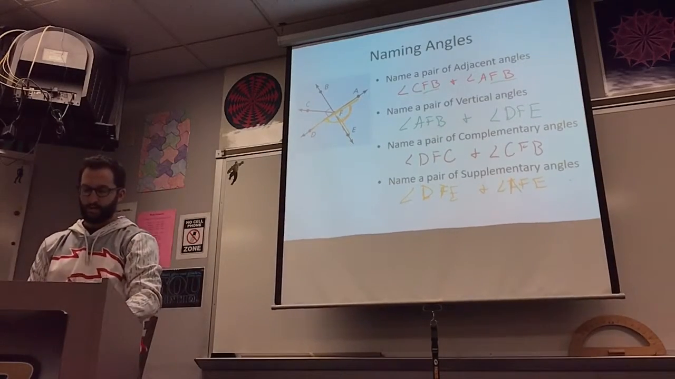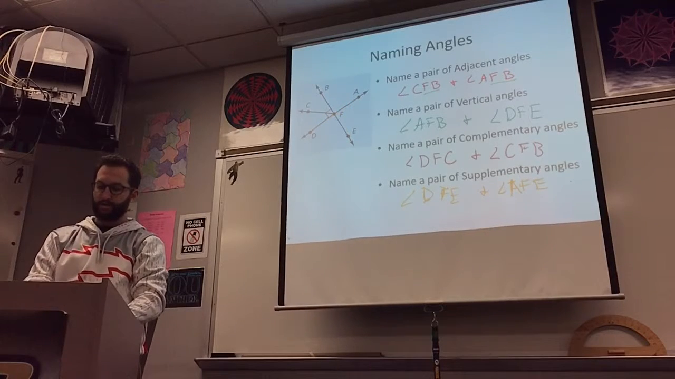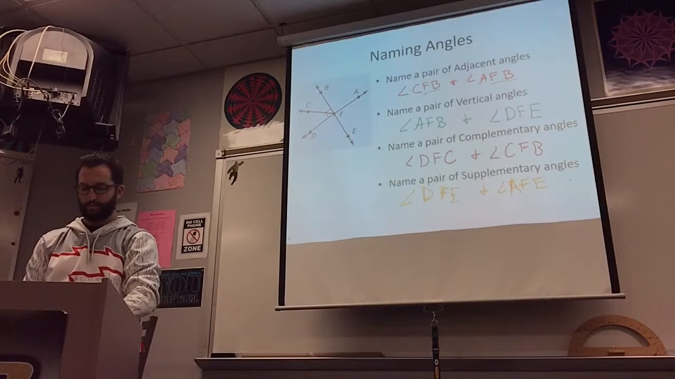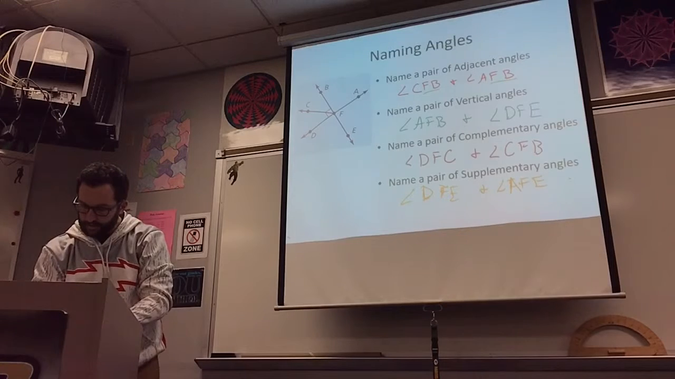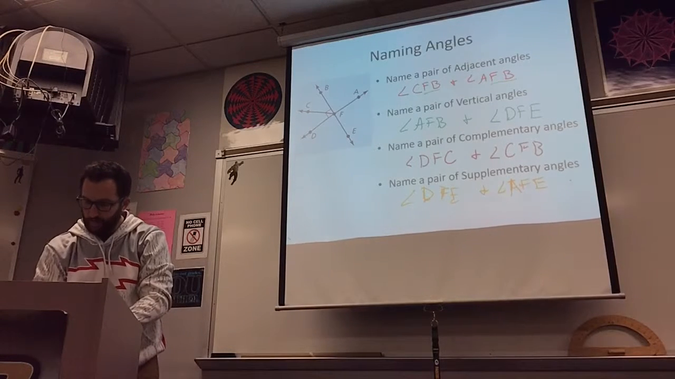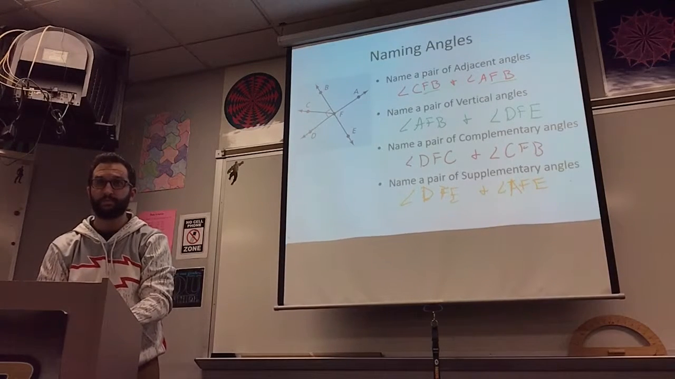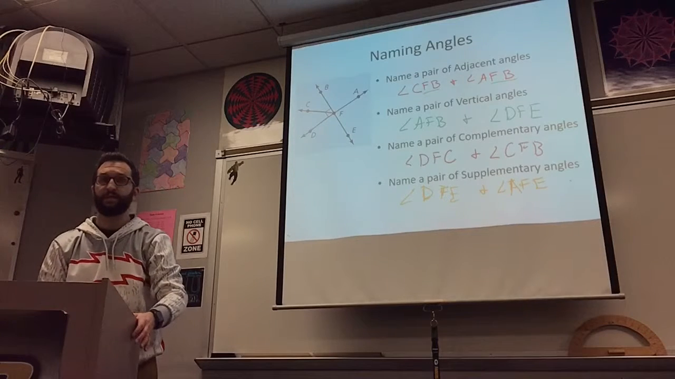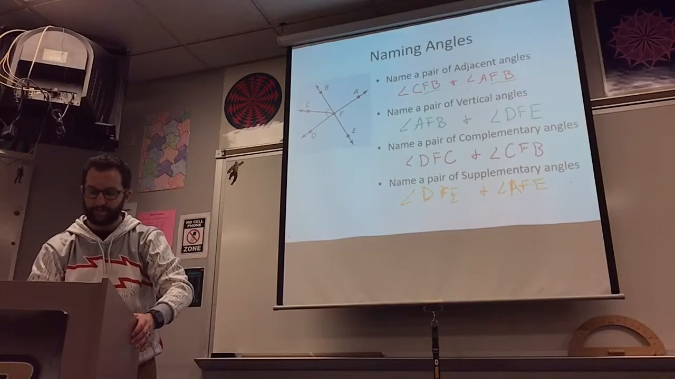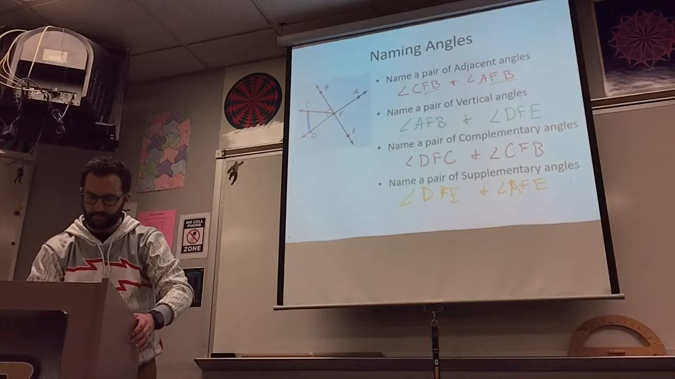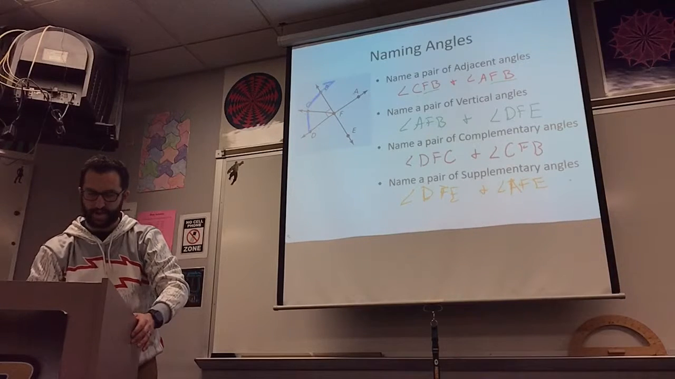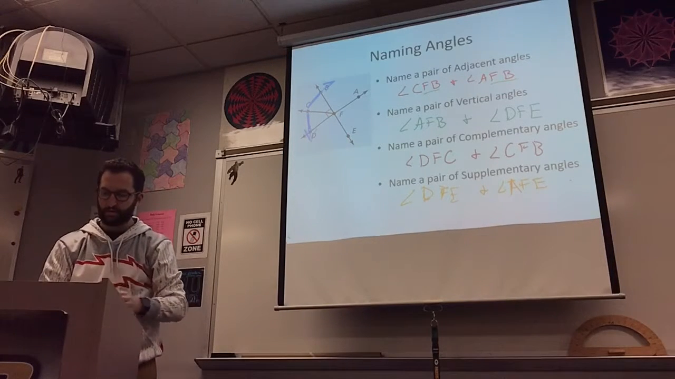What's another pair? Did anybody come up with another pair? Tori? DCB and BF. Wait, hold on. DCB? Is that what you said? Oh, wait, no. Yeah, we can't have DCB. That would be this angle here, which is not an angle in our particular picture.